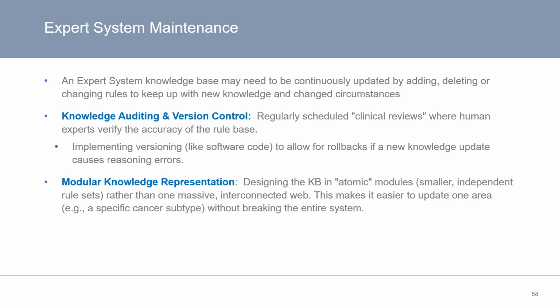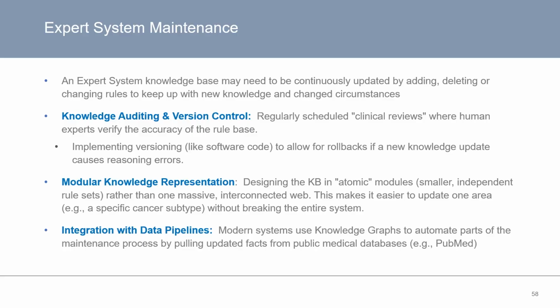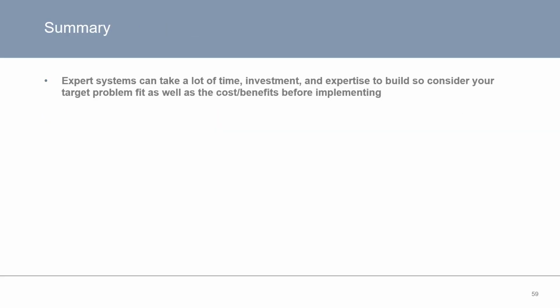One thing that can help with maintenance is ensuring modular knowledge representation, specifically designing the knowledge base into atomic modules that are smaller, independent rule sets rather than one massive interconnected web, in order to make it easier to update just one area of the system, for example, focusing on a specific cancer subtype without breaking the entire system. And while not necessarily easy to achieve in practice, expert systems could be integrated with data pipelines. Some modern systems use knowledge graphs to automate parts of the maintenance process by pulling updated facts from public medical databases like PubMed.